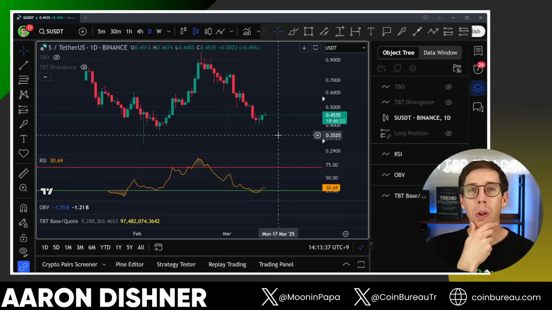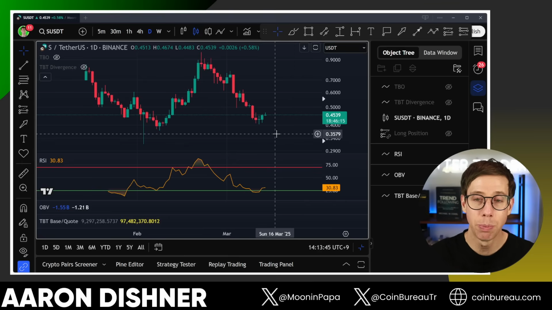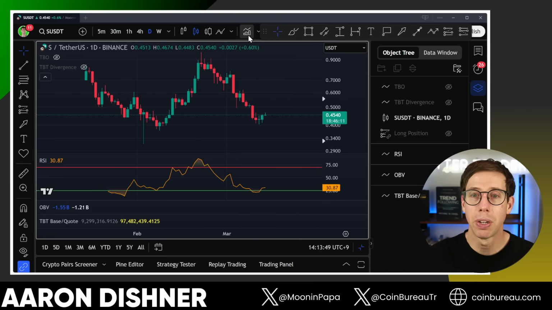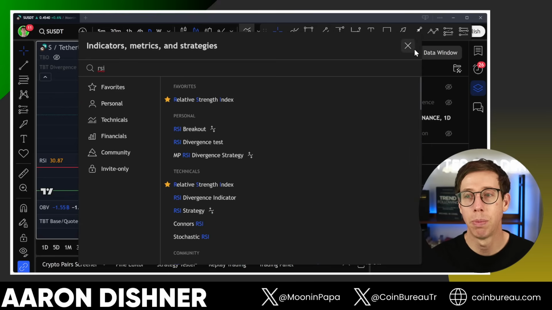Now, RSI stands for the Relative Strength Index. It's a very, very simple, free indicator to use. You can press the slash button, which is also the question mark button on your computer, or you can go over here to your indicators, click this, and just type in RSI. It'll come right up.